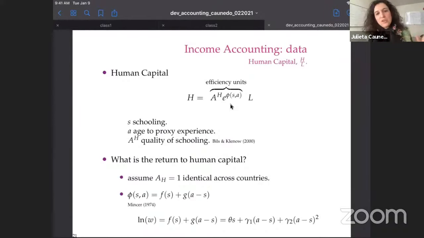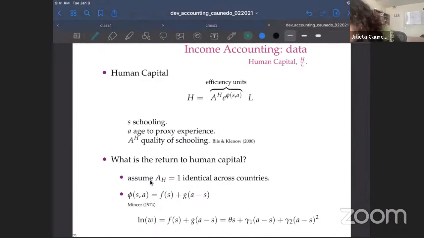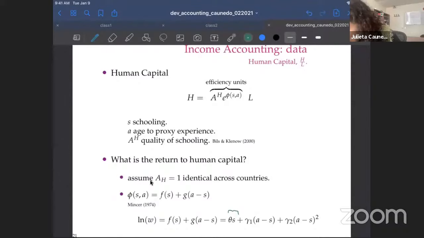For what I'm gonna do today, I'm gonna assume that the quality of that schooling is identical across countries. And then we're going to parameterize that function phi, which is going to give me the returns to schooling and experience as two terms. One that is just a function of schooling, the other one, that g, that depends on my experience. Now, what is the story of this specification? It goes back to the long labor literature that thinks about earnings in terms of a Mincerian regression, okay? The idea that the earnings that you earn are a function of your schooling, so in the Mincer specification, an additional year of schooling, so S higher, is gonna give me theta more in terms of income. And then the idea that experience also matters, it has a return, and actually the return to experience is convex.